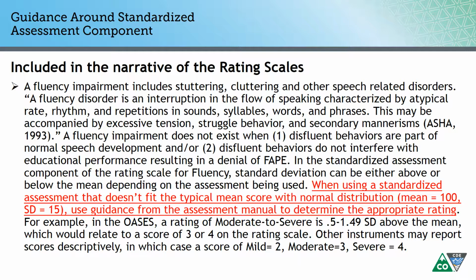For example, a student could score 0.8 standard deviations above the mean, which ordinarily would equate to a score of 1 on the rating scale. However, for this particular instrument, such a score is in the moderate to severe range, so it would instead equate to a score of a 3 or 4 on the rating scale. When this happens, use guidance from the assessment manual to determine the appropriate rating.